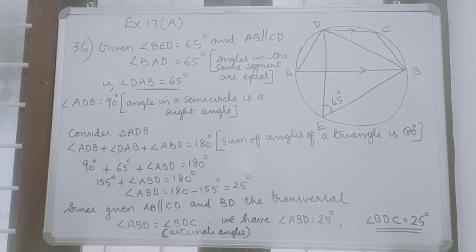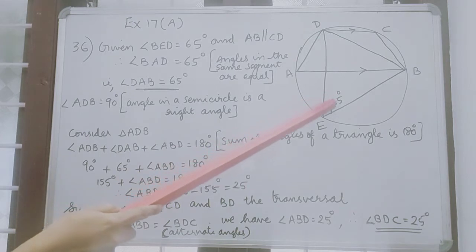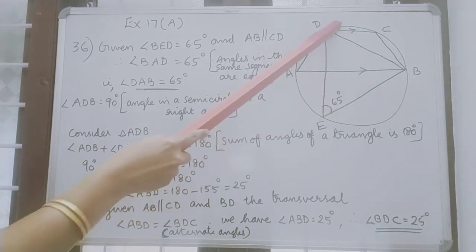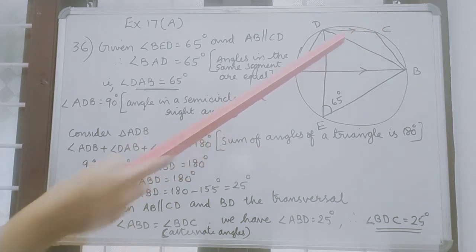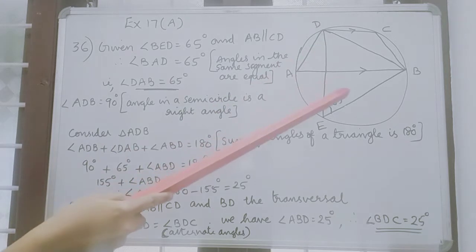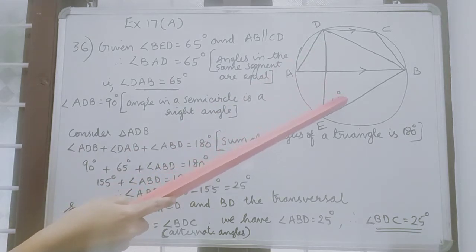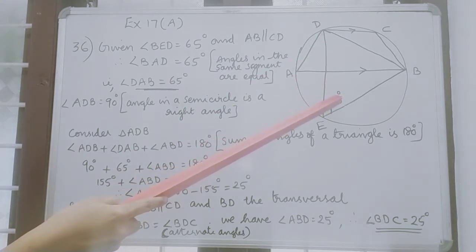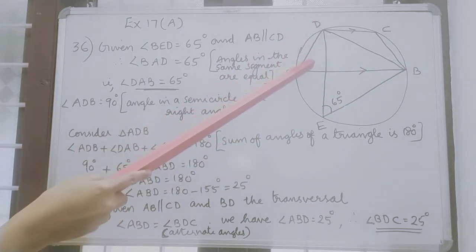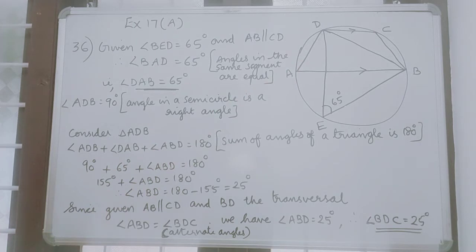Given BED is equal to 65 degrees. Also given AB is parallel to CD. Given BED is equal to 65 degrees, we can write BAD also 65 degrees. Why? Because angles in the same segment are equal.